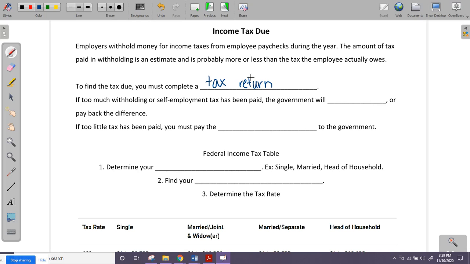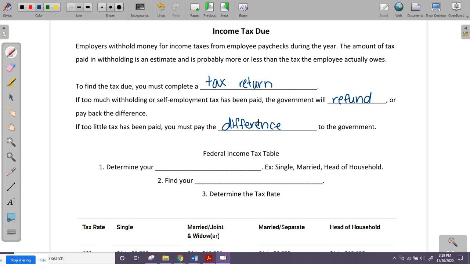If too much withholding tax has been paid, the government will refund any extra money that you paid. So they'll give you back that difference. If too little tax has been paid, so your employer did not take enough money out, then you must pay the difference. So you must pay the government back.